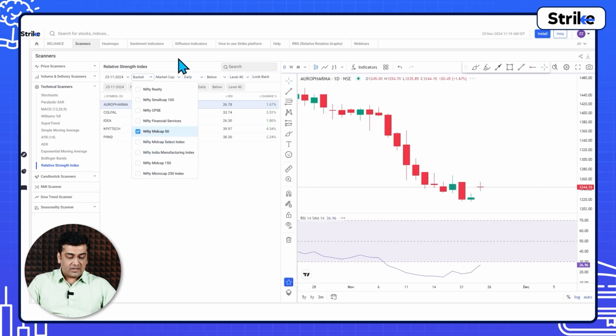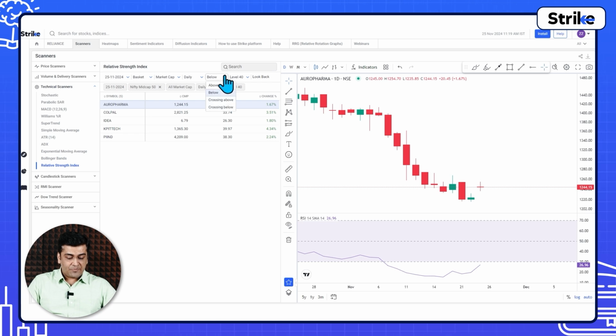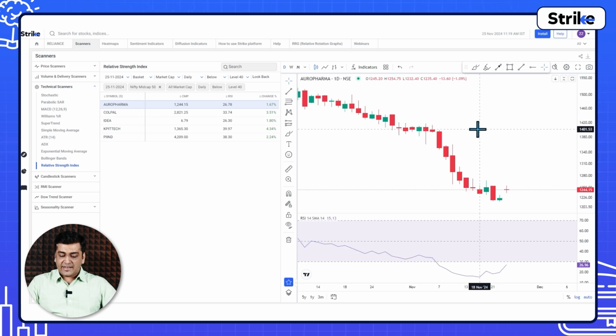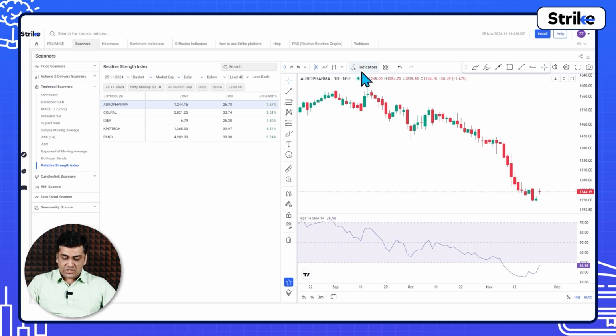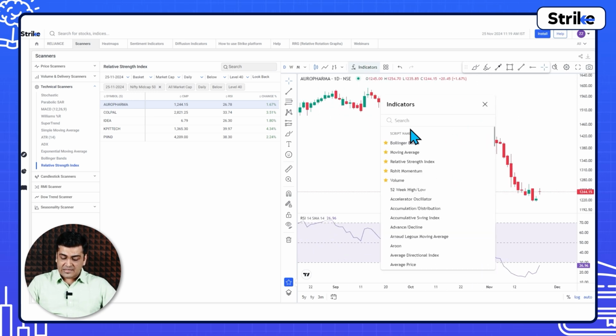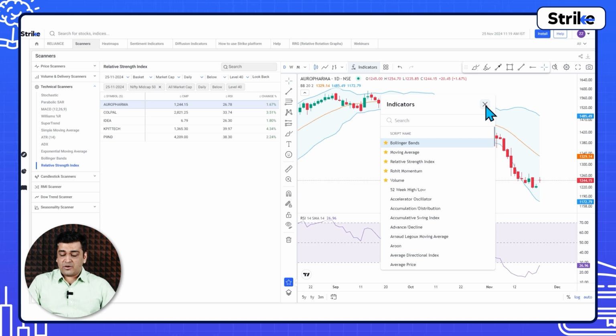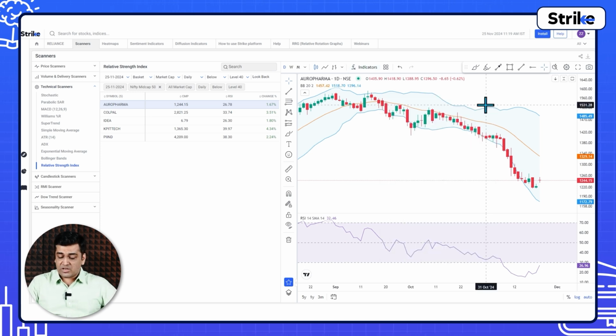And in this Nifty Mid Cap 50, select a daily time frame chart and say RSI below level 40. So we'll get a list of around 4 to 5 stocks out here, and on the right hand side you can change the modification. You can add indicators. So you will revise this particular strategy.